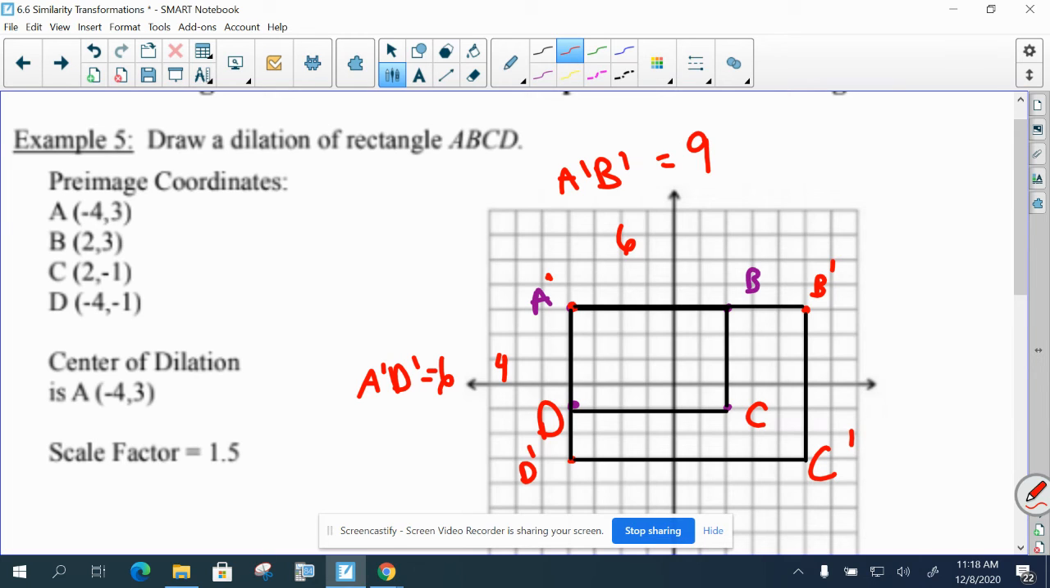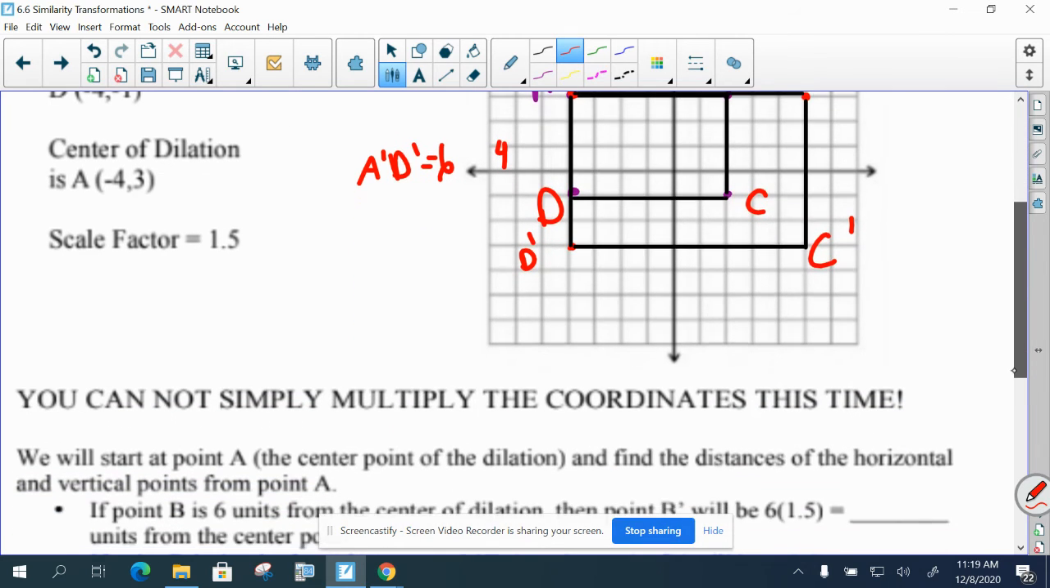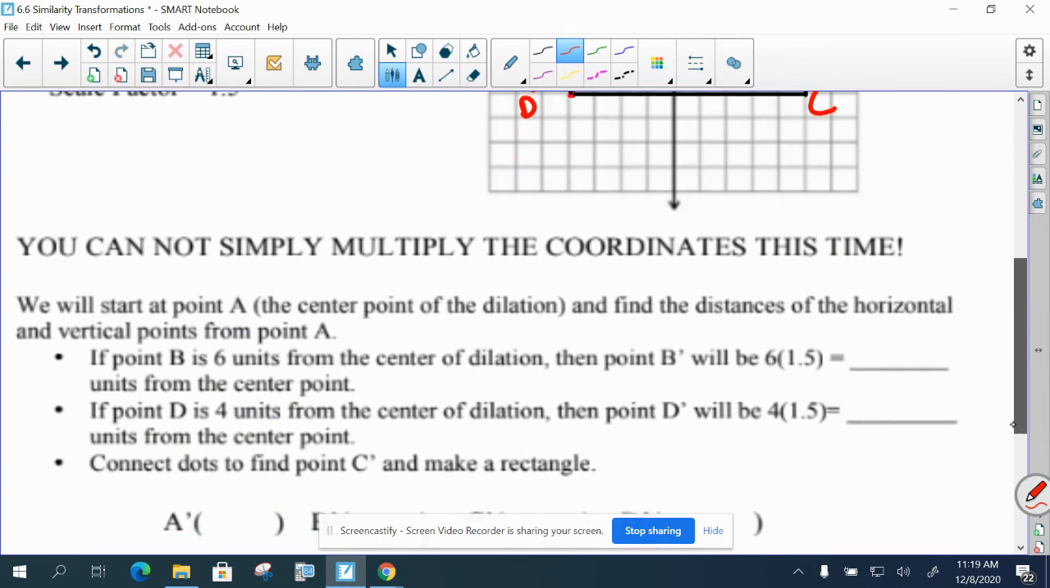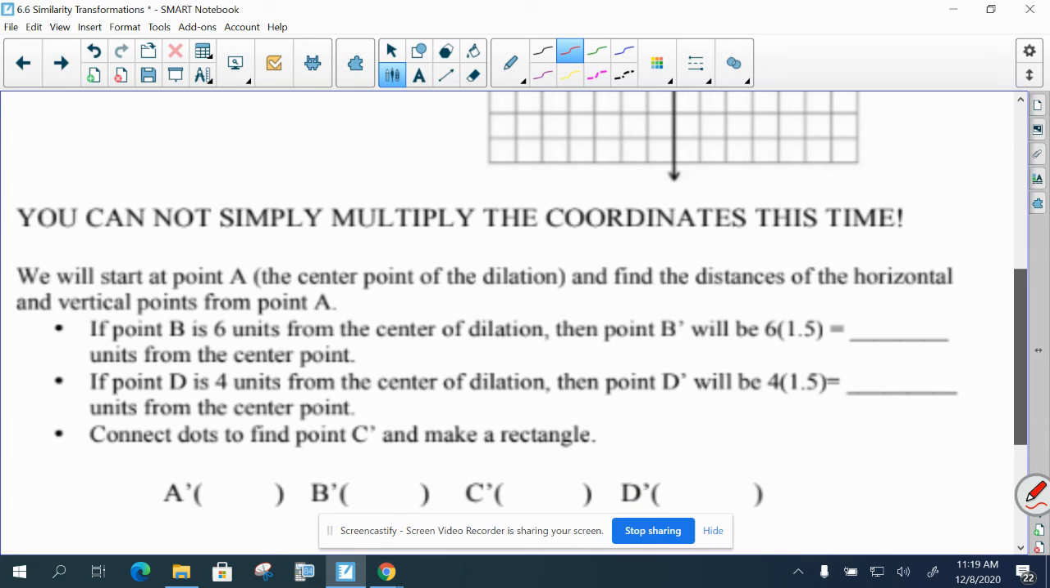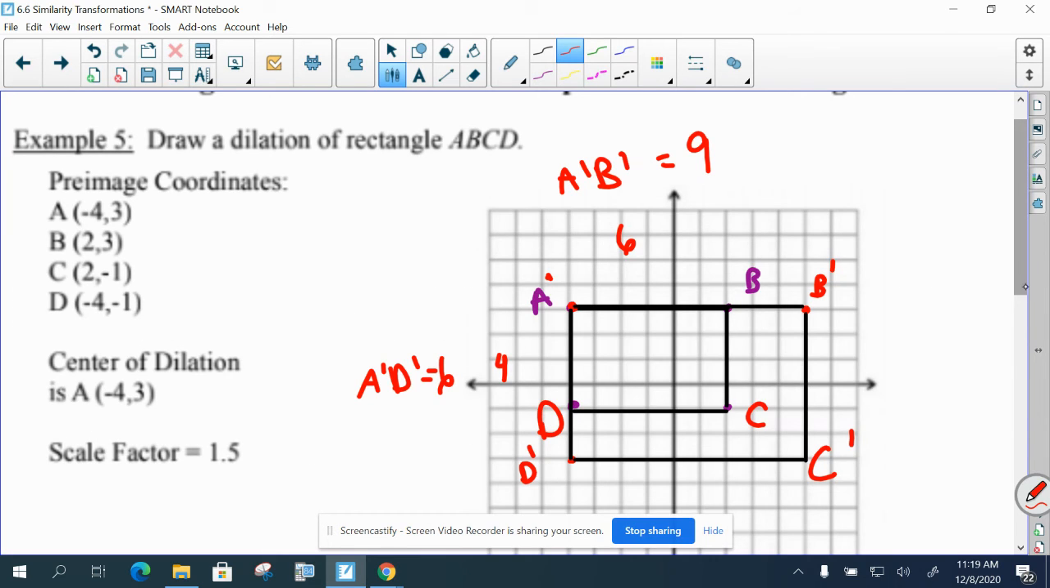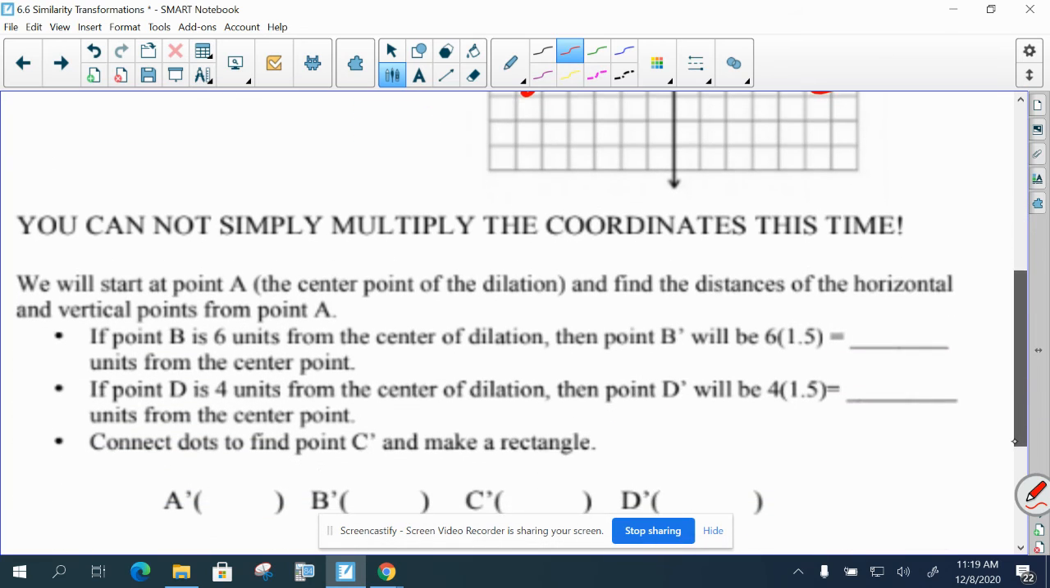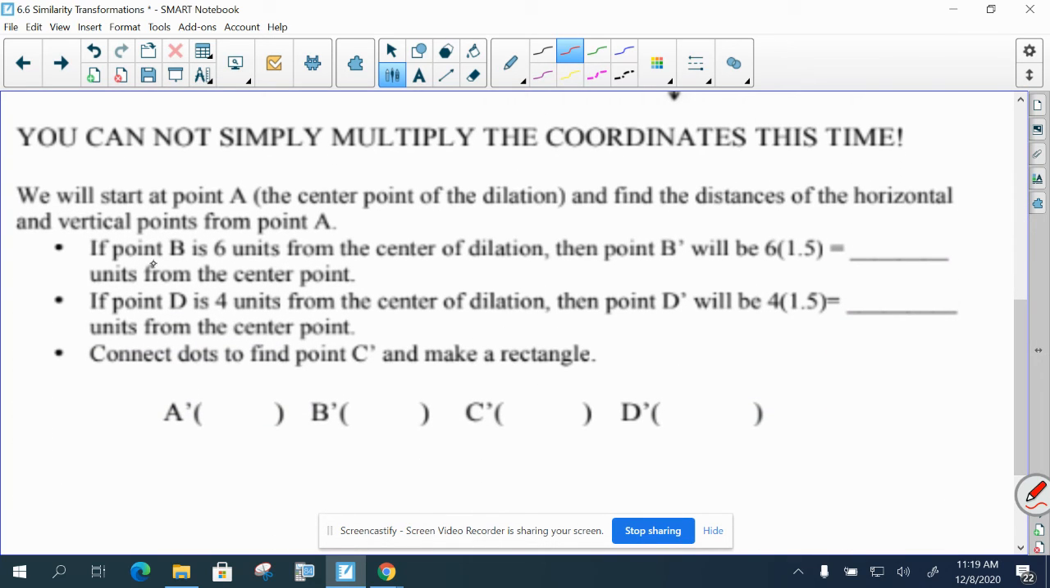And then it just says to draw the dilation. So we don't need to write down the coordinates or anything. That would be the dilation. So for the center not at the origin, it's important to remember that you can't just multiply the coordinates this time. So we'll start with point A.